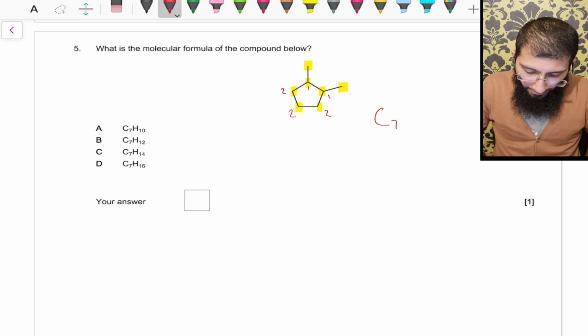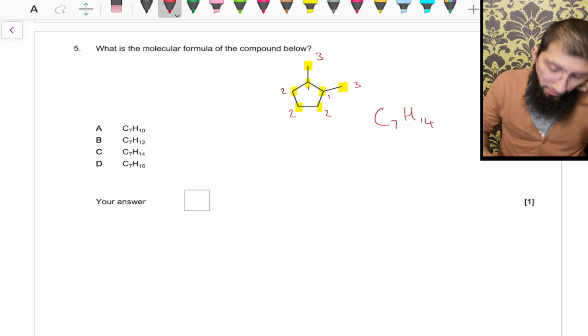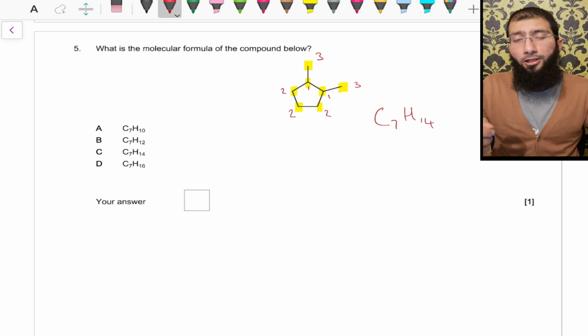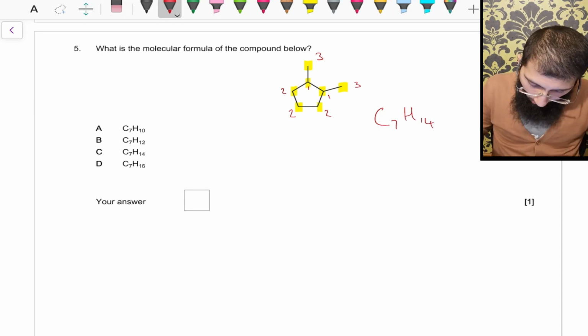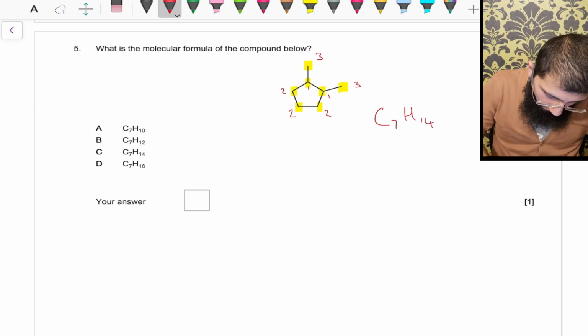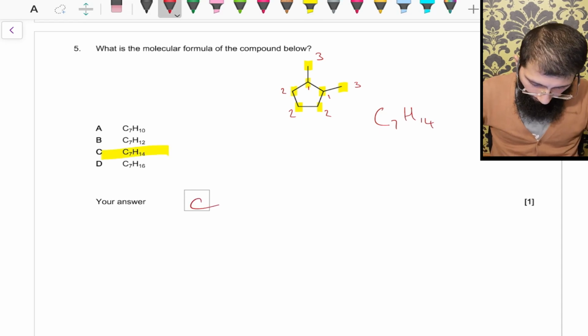The carbon on the right-hand side of the methyl group has 3 hydrogens, 1 bond. Again, starting off with the methyl group at the top, it's got 1 bond, so it must have 3 hidden hydrogens. If we total that up: 3, 6, 8, 10, 12, 14. So C7H14 is our molecular formula. Remember, molecular formula is the actual number of atoms of each element in a molecule. So we've got C7H14, which gives us the answer as C.